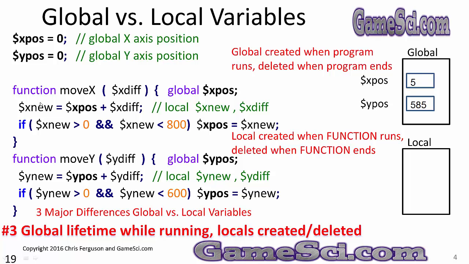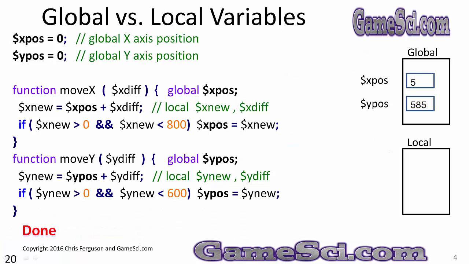You got to think of global variables as being sticky. They stick around, they don't go away. You got to think of local variables as disposable. They don't exist until you run the function and they poof disappear like magic as soon as the function is done. Those are the three differences: where you declare them, their scope, and their lifetime. A good understanding of global and local variables will allow you to write very flexible, very updated code.